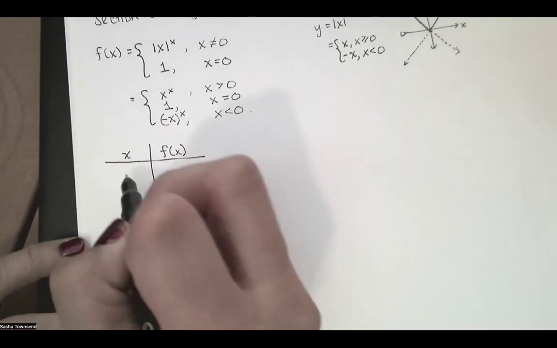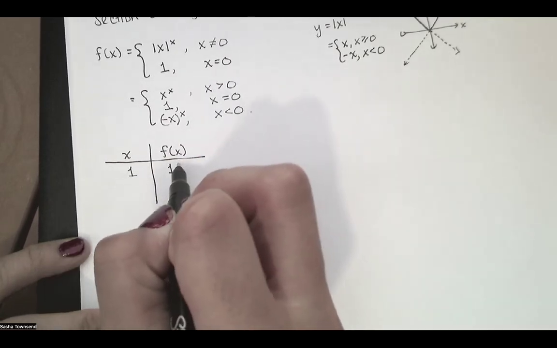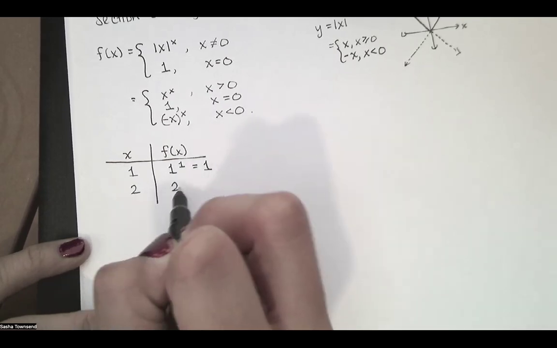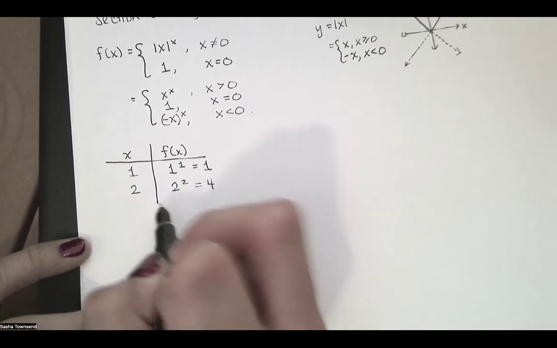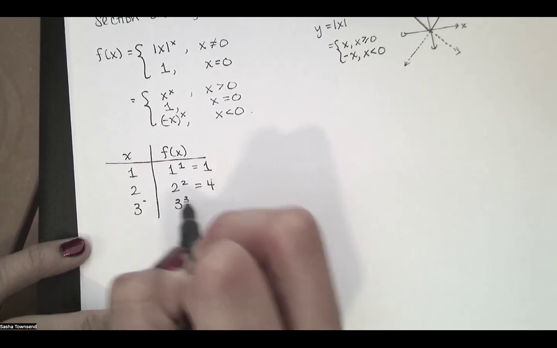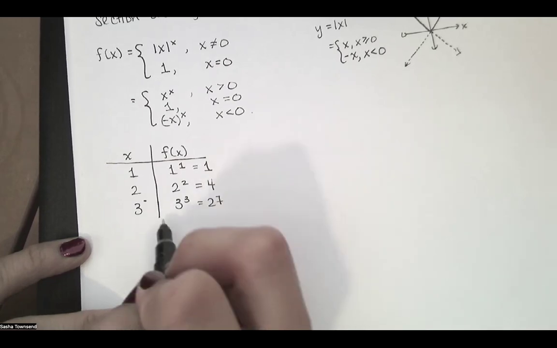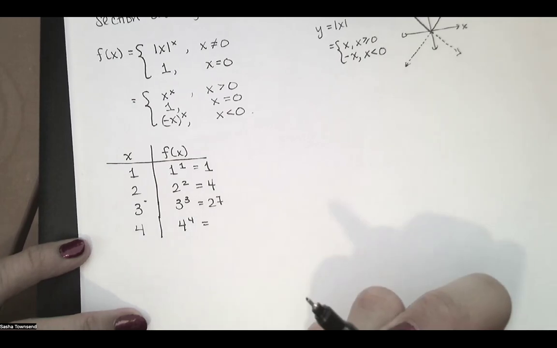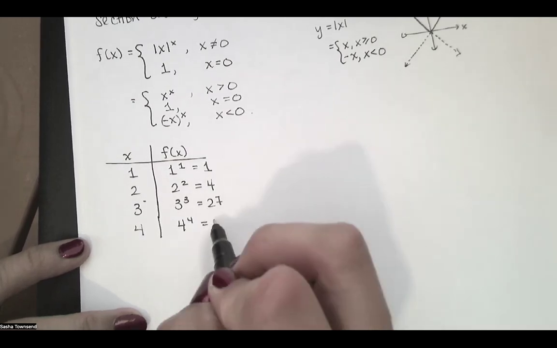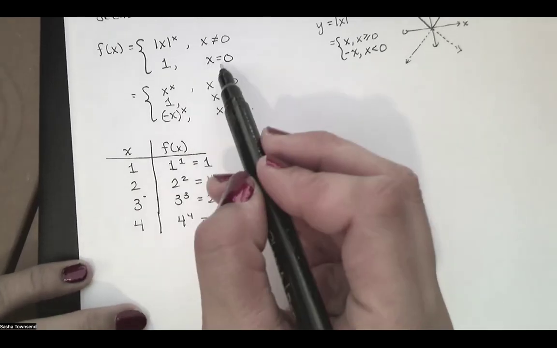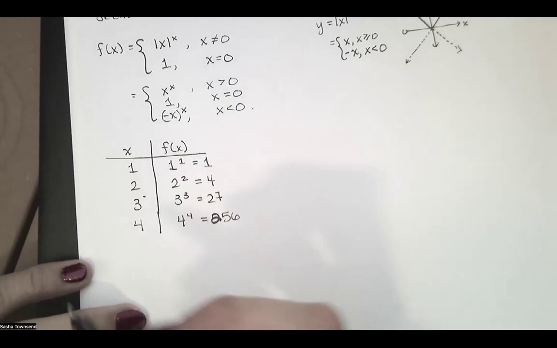So if x is 1, f of x is going to be 1 to the 1, which is 1. If x is 2, we get 2 squared, which is 4. If x is 3, we get 3 cubed, which is 27. If x is 4, we get 4 to the 4th, which is 16 times 16, which turns out to be 256, and so on. And then we're told that when x is equal to 0, y is equal to 1.